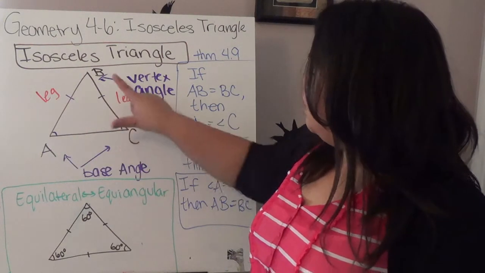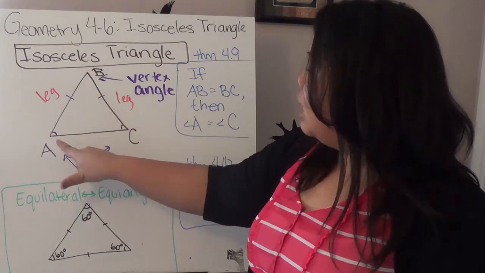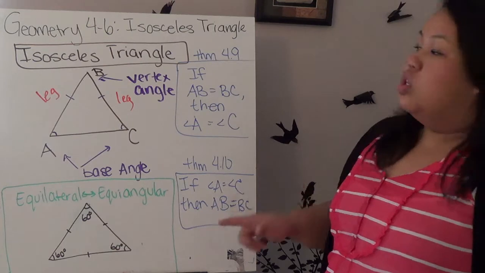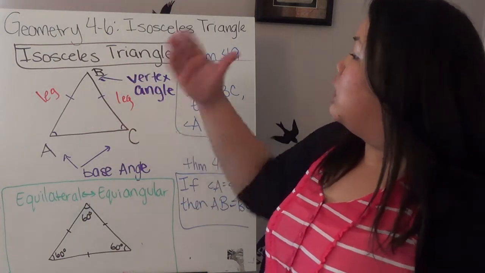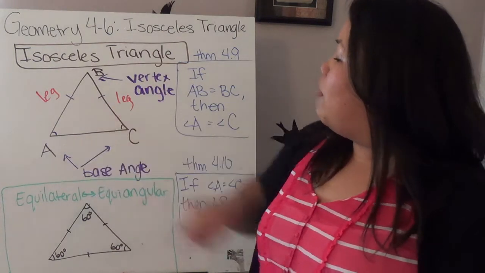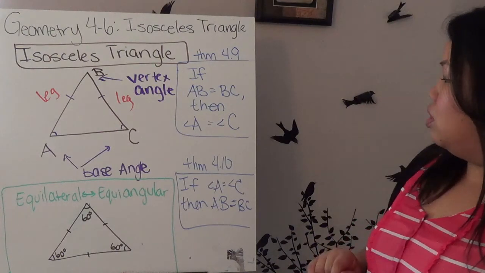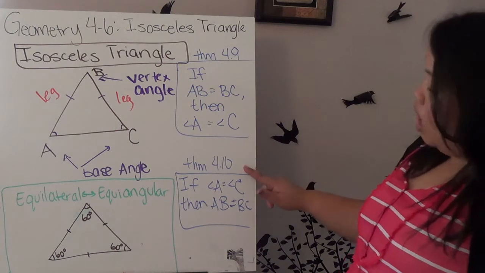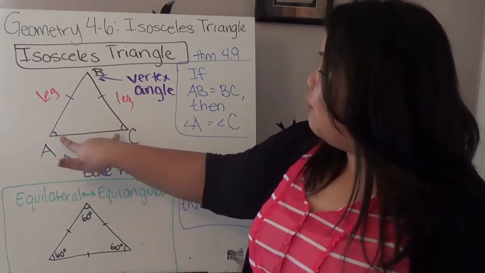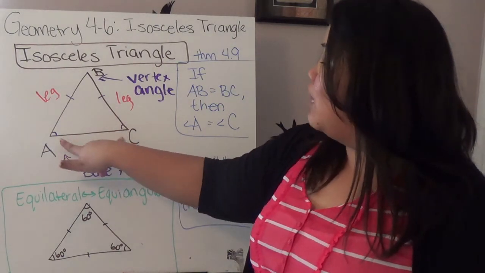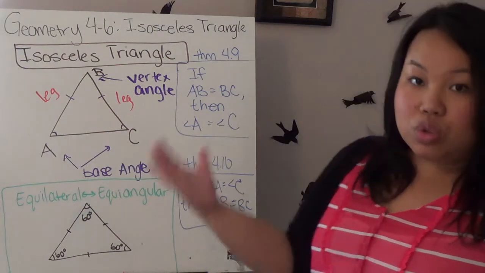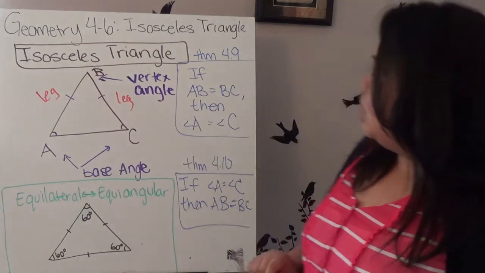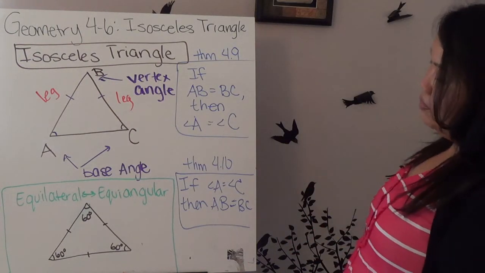Alright? So what this is saying is that when you have an isosceles triangle, if the legs are congruent, if AB equals BC, that means it's isosceles, so that means the base angles, angle A and angle C, equal each other. That's what Theorem 4.9 is saying. So if the legs are equal to each other, then it is an isosceles triangle, so therefore the base angles are also equal to each other. And conversely, Theorem 4.10 is the same way, except if angle A equals angle C, so if you find the two base angles are equal to each other, you can assume that it is an isosceles triangle, and so the legs AB and BC are equal. That's Theorem 4.10.